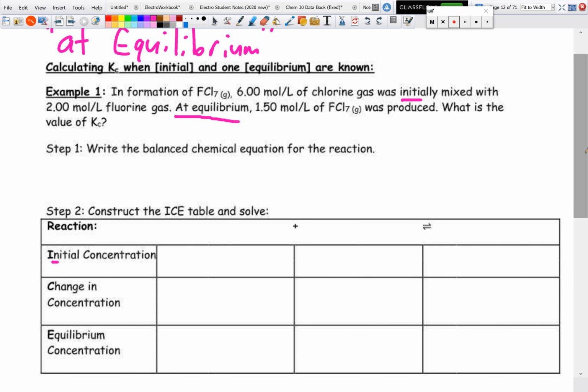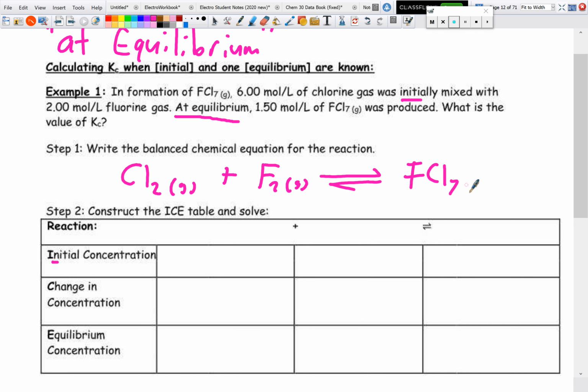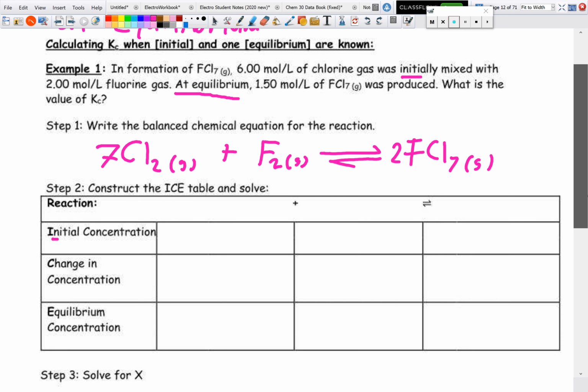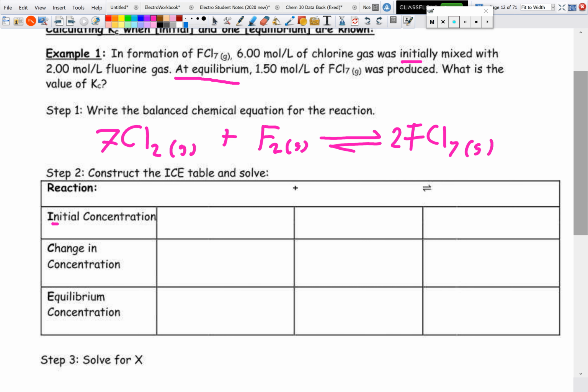So of course, first step, we need to write out our balanced chemical equation. So this is a formation reaction. And we need to balance, like so. So once we have our balanced chemical equation, now we can actually construct our ICE table. Now, like I said, these are normally not provided for you. You have to draw these out. But we take our reaction and put it here.